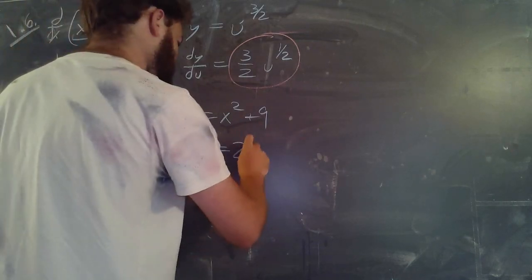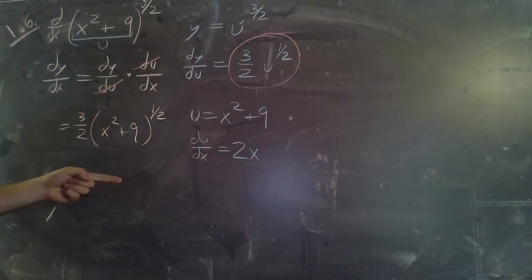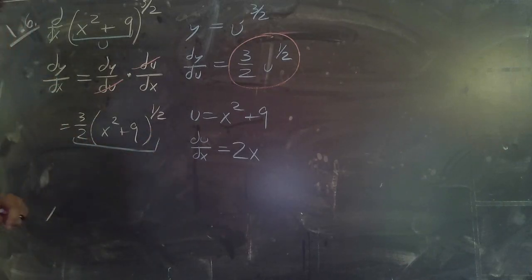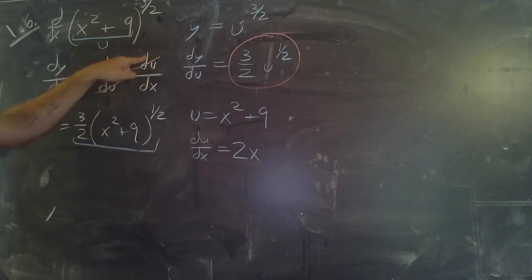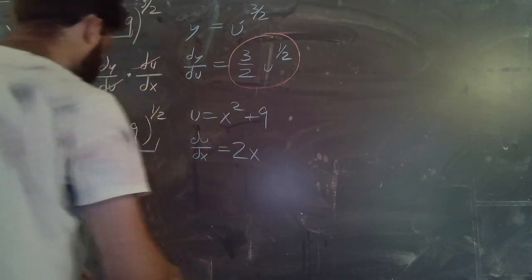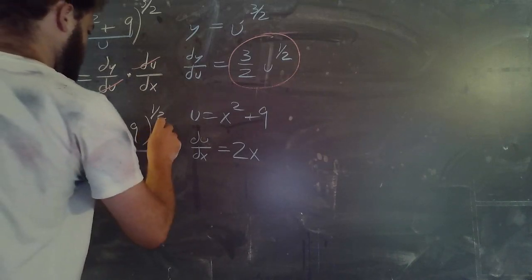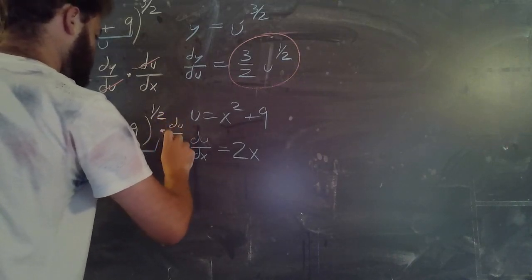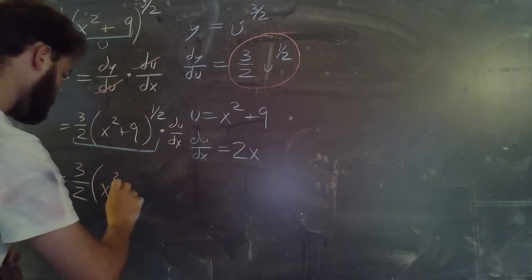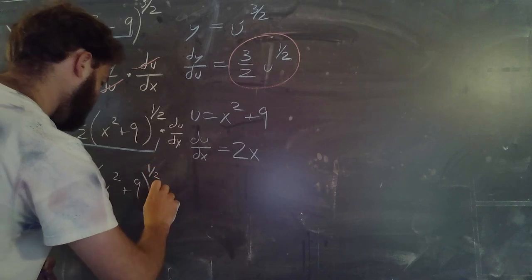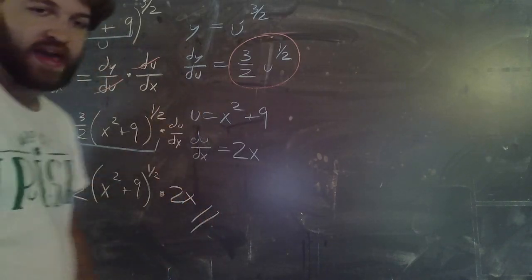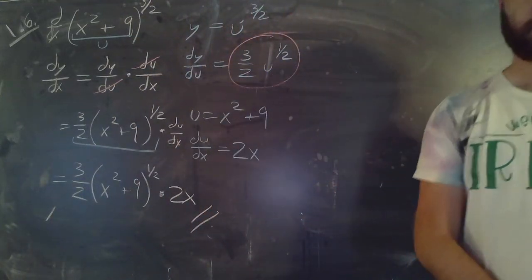It's just 2x. But notice now, I have dy by du, and I'm supposed to multiply by du over dx, and I know what du over dx is. It's just 2x. So to finish this thing off, I should say this is multiplied by du by dx. To finish this thing off, all I have to do is plug in that multiplication by 2x, and that is our derivative.